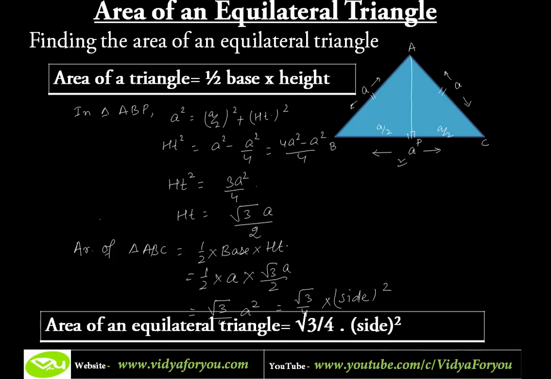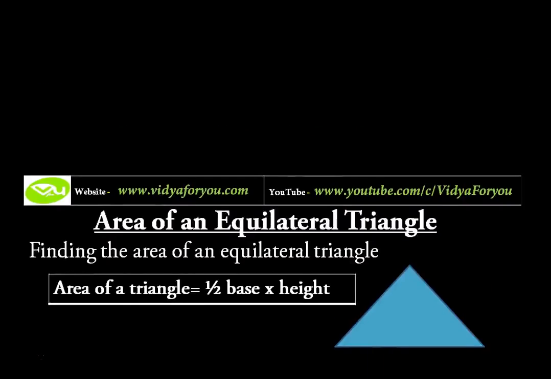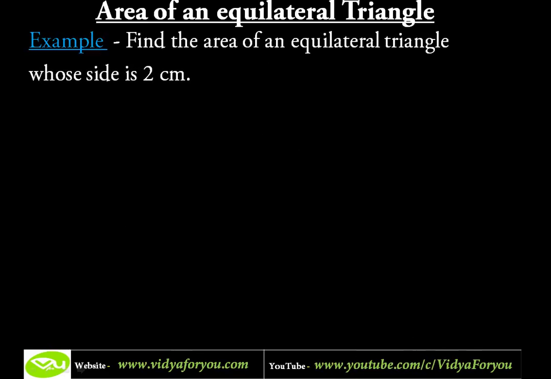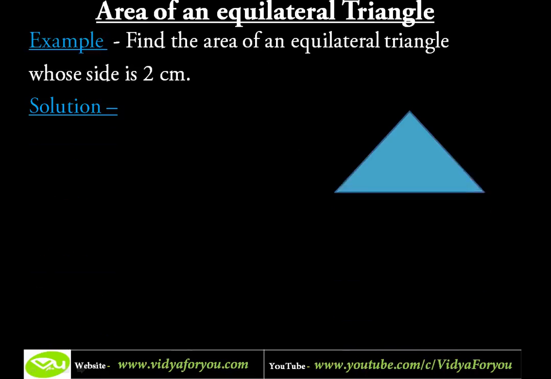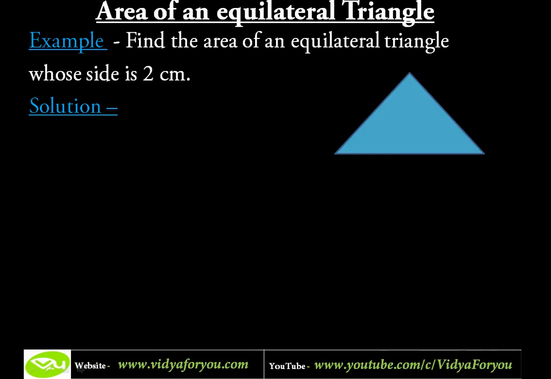This is mostly used in objective questions, and this formula is really easy to remember, so you can use it directly wherever required. So we'll take an example to find the area of an equilateral triangle. Find the area of an equilateral triangle whose side is 2 centimeter. So they have given this as 2 centimeter.